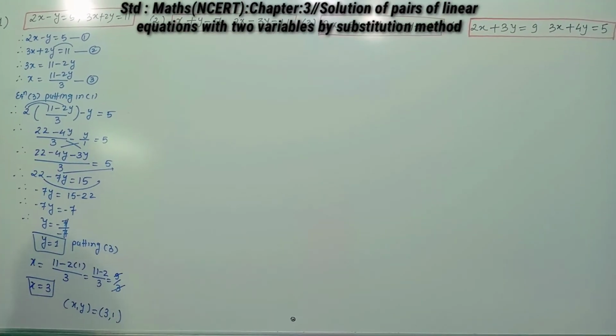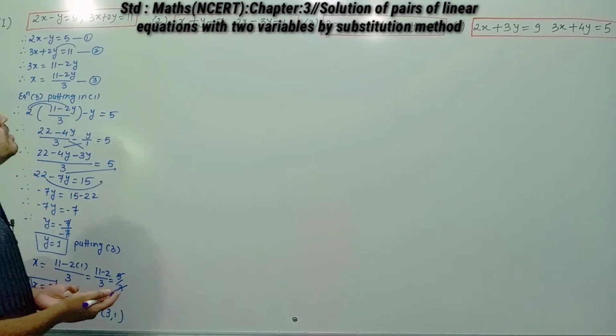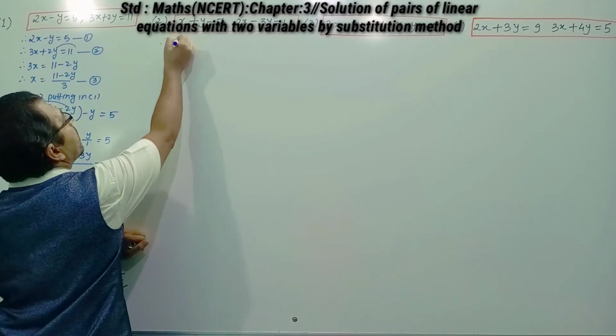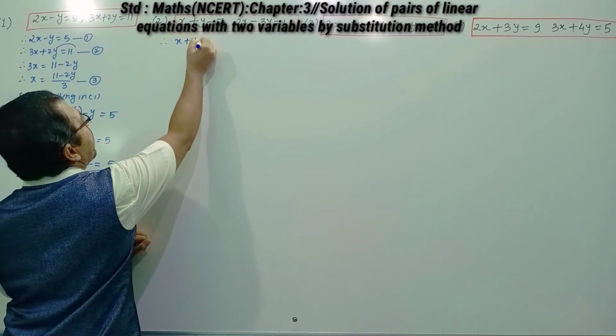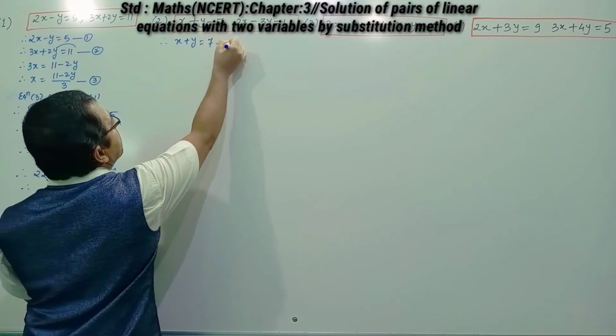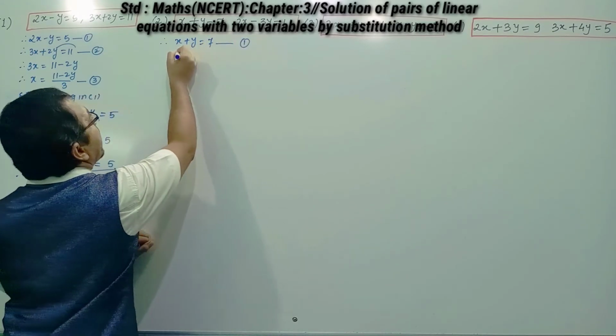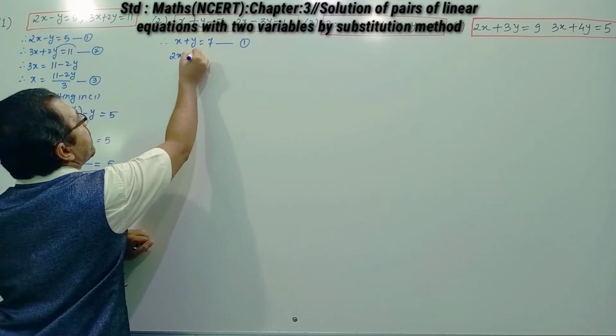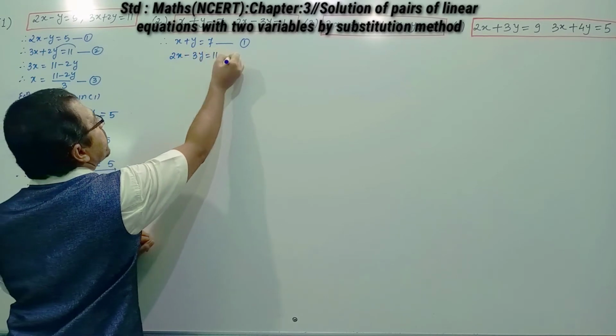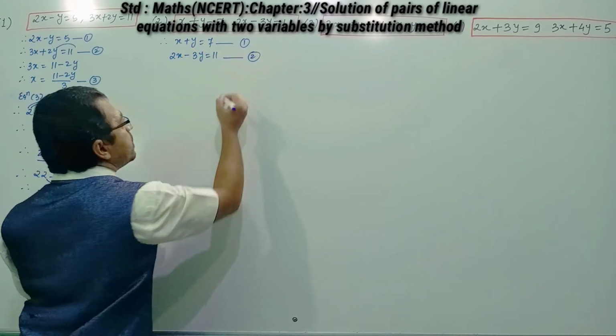Now moving to the second question. x plus y is equal to 7. This is equation 1. And 2x minus 3y is equal to 11. This is equation number 2.